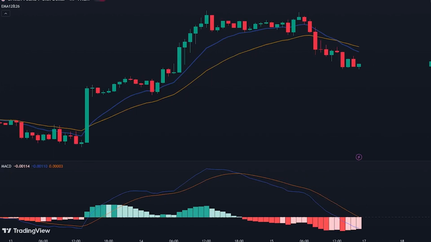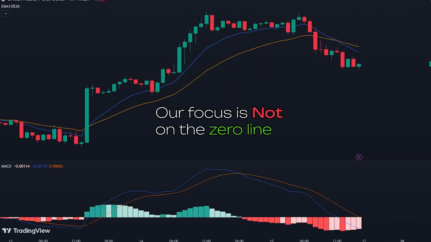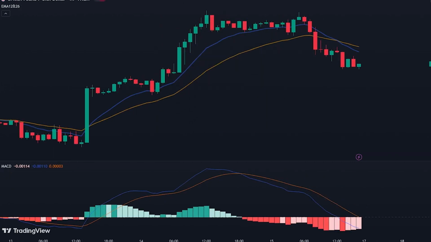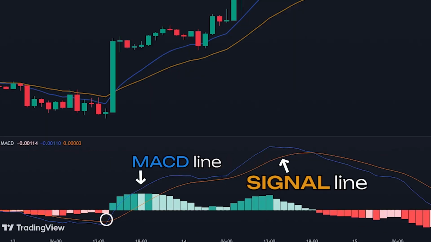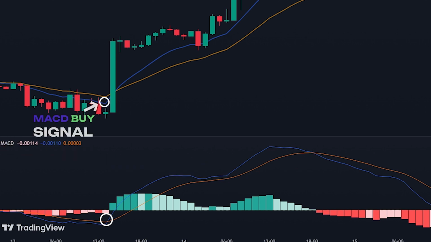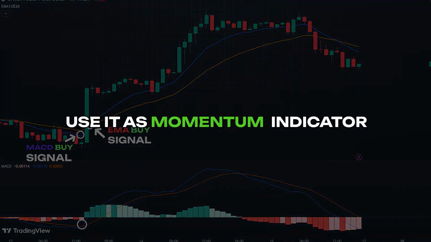However, it's a crucial note that our focus on the MACD is not on the zero line, but on the crossover between the MACD line and the signal line. And so, as you can see, the crossover on the MACD gave a much earlier entry signal compared to the crossover on the moving average. That's why it's better to use it as a momentum indicator.